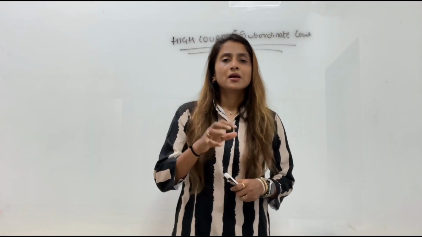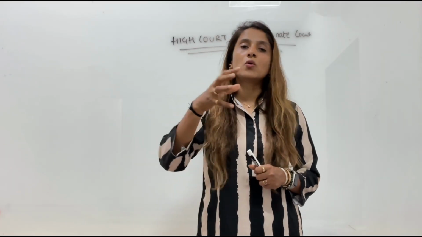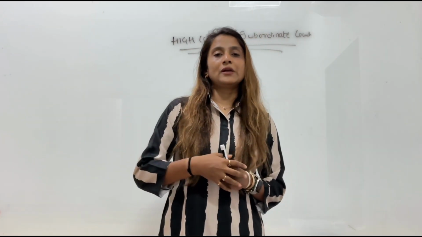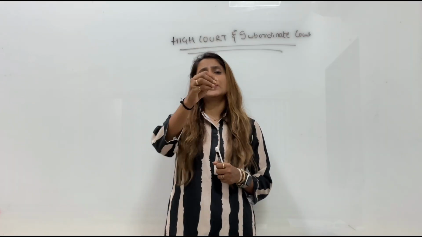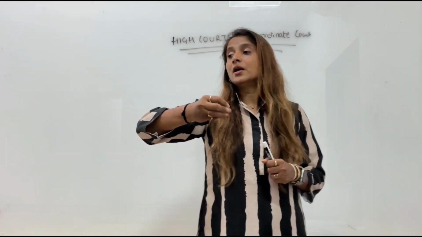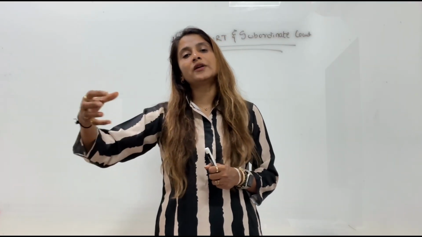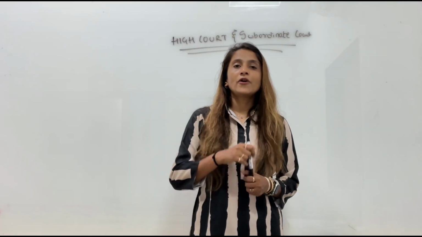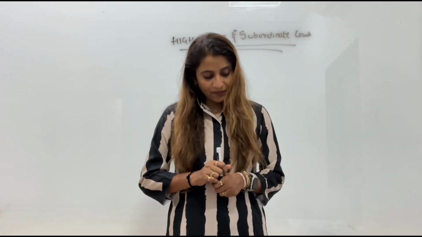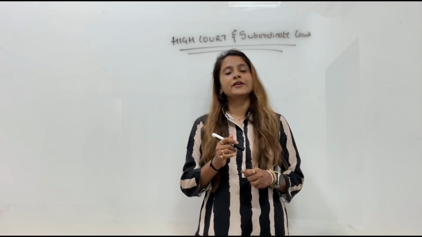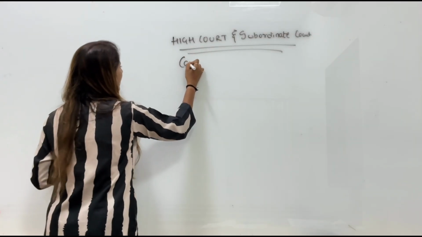For example, Maharashtra High Court has its jurisdiction over Goa, Dadra and Nagar Haveli, Daman and Diu, etc. So this is one example where a high court can have jurisdiction over more than one state. Out of all the union territories, Delhi is the only union territory to have a high court of its own. So let us understand all the details of the high court.